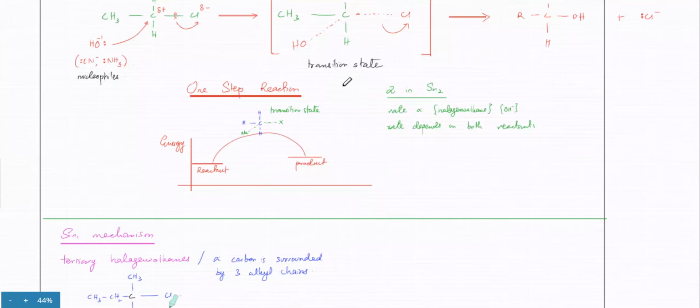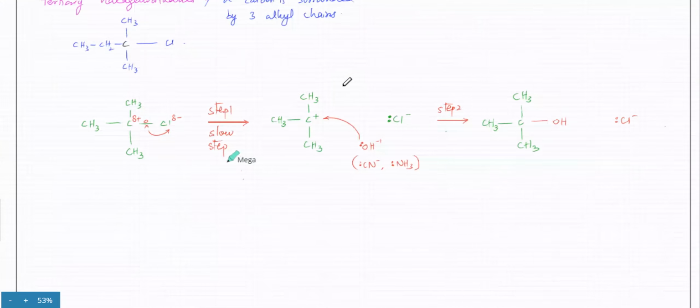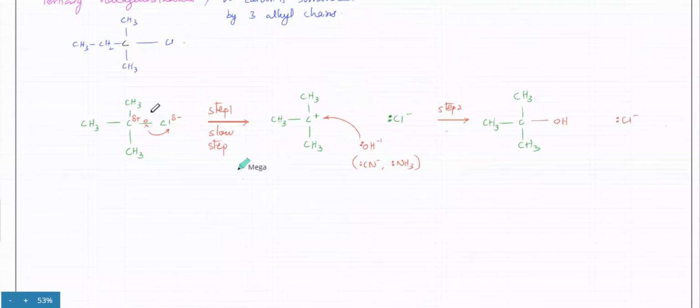But now what's happening is that the Cl has to break on its own. There's no one pushing it. So it's going to happen at a very slow rate. But once that happens, the carbocation that is formed would immediately get attracted to the OH minus. So the next step, step number two, is going to be your fast step.